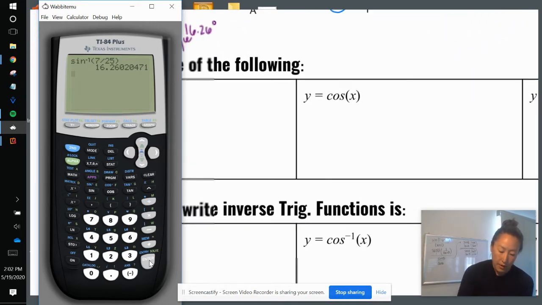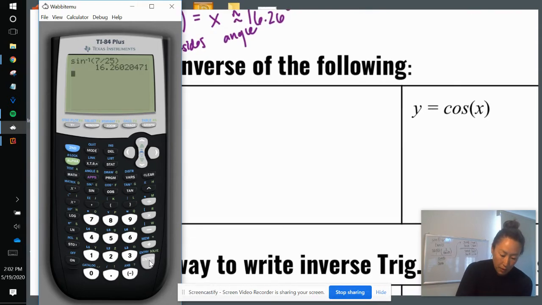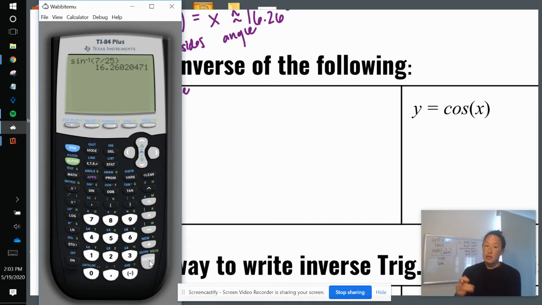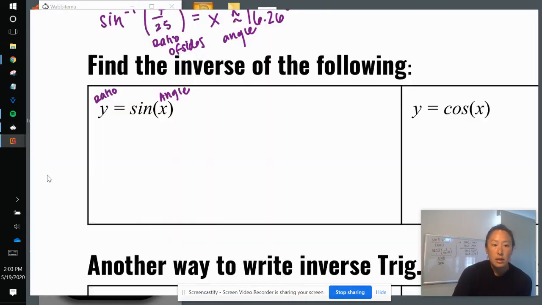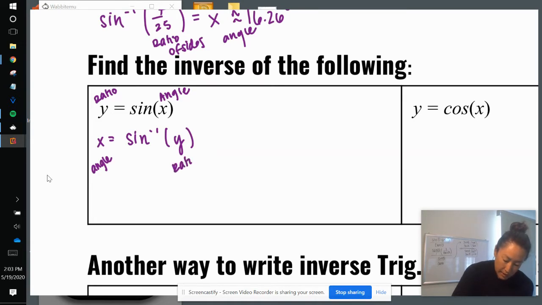All right, so we're going to find the inverse of the following. Right now, my x is my angle and my y is my ratio. So if I want to solve for my angle, I need to use inverse trig. So x is equal to the sine inverse of y. The angle is equal to the sine inverse of y. X is the angle, y is the ratio of sides.